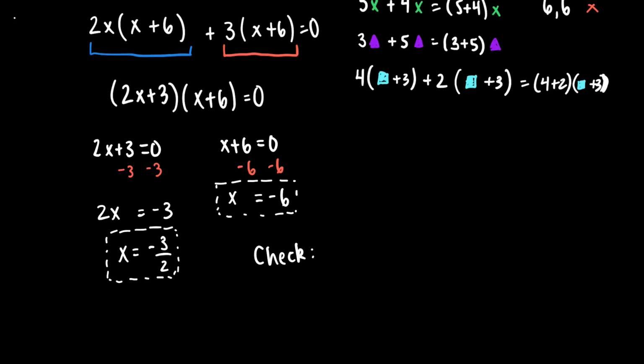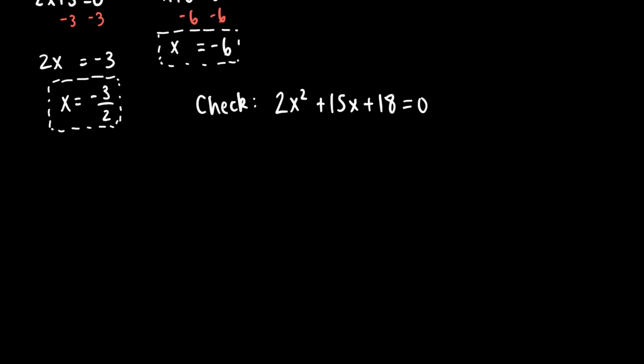So the original function was 2x squared plus 15x plus 18 is equal to 0. And supposedly, this will work when x is equal to, let's just get this first awful one out of the way. So let's do, we'll do a green here. Let's do it when x is equal to negative 3 halves.